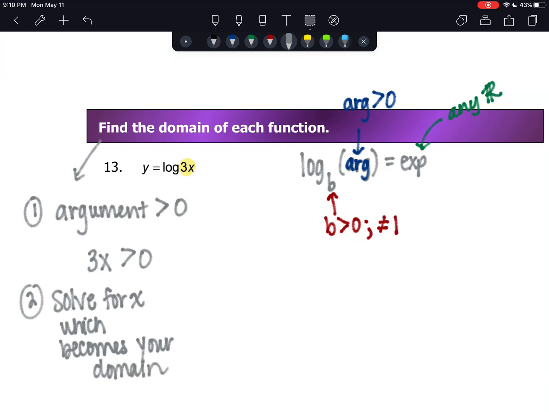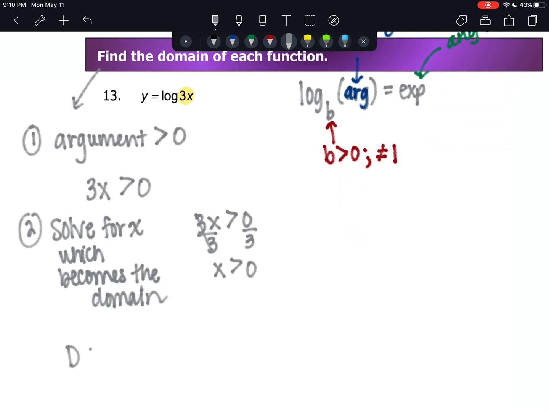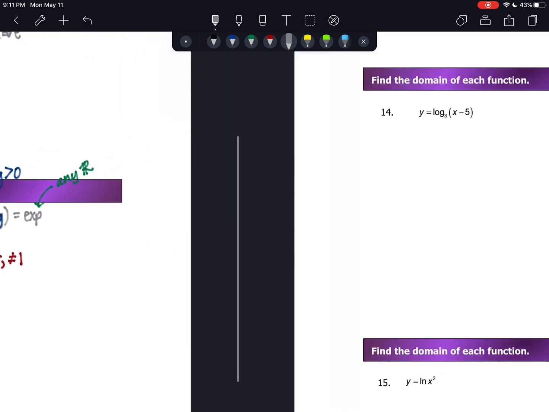Not your domain, but the domain. So let's just write that. It becomes the domain. So 3x is greater than 0. I'm going to divide both sides by 3. x is greater than 0 is the domain. So my domain goes from 0 to infinity. So when I'm putting values into my function, I know I have to put values that are greater than 0.